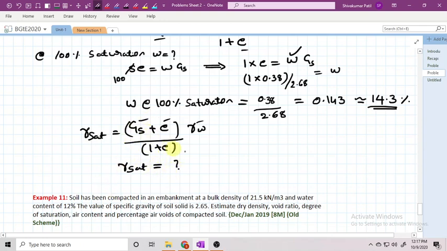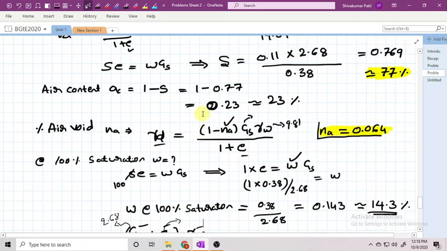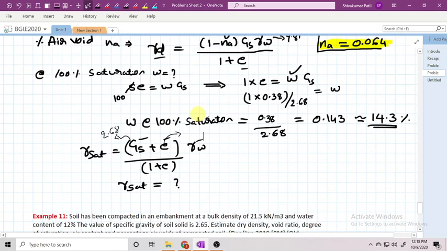So you calculate yourself, because I have not calculated here. Simply substitute. Gs will be 2.68, void ratio is 0.38, and unit weight of water is 9.81, and e is also 0.38. Substitute, and you will get gamma sat in kilonewton per meter cube. I will leave it for you, simplify it and put the answer here.